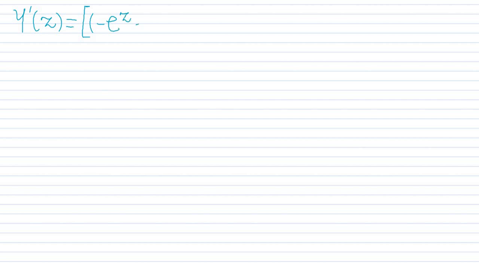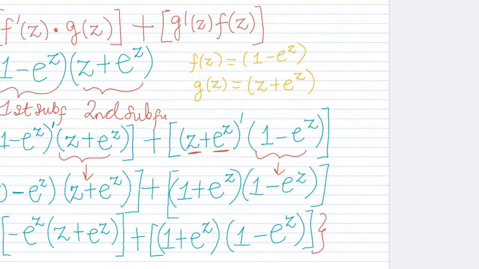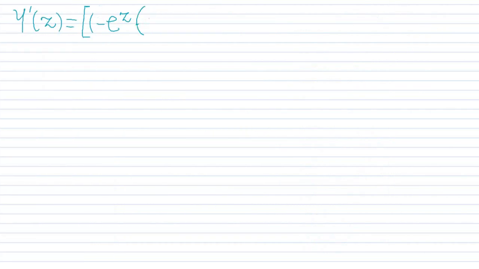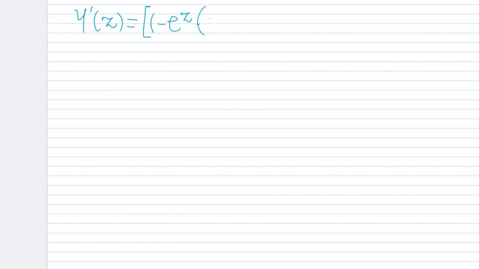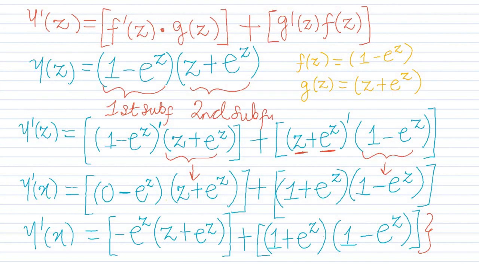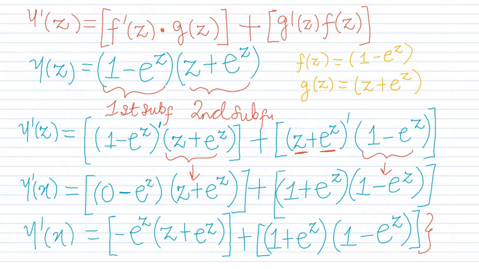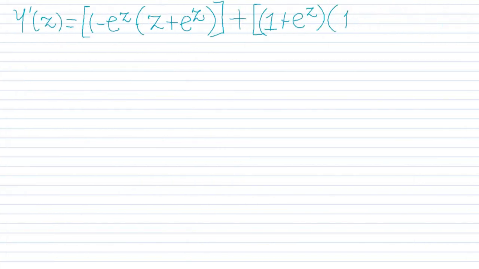You may be wondering where I'm getting these values from. I'm getting it from the last line from our previous page. Multiplied by z plus e to the z, close bracket, bigger bracket, plus 1, go to the previous page, 1 plus e to the z, all in brackets, e to the z, all in brackets, close bracket, open bracket, 1 minus e to the z.